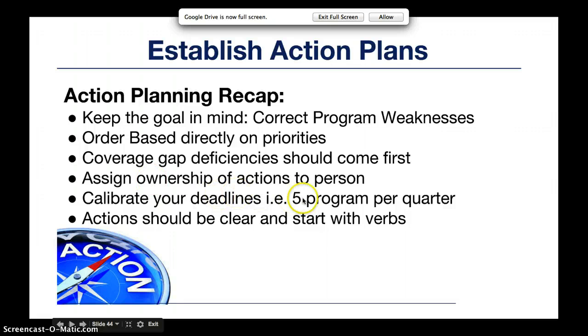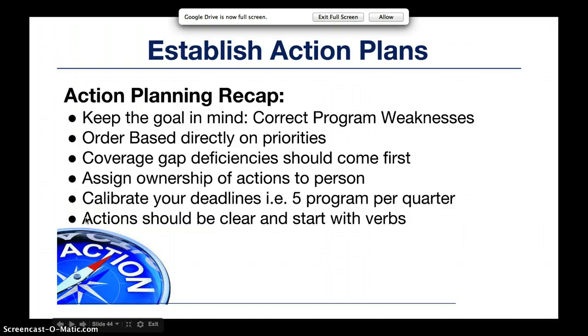Assign ownership of actions to a person, not a role, not a group, for best accountability, my personal opinion. And calibrate your deadlines. Be cognizant of the scale of the project and how long it takes, because putting an unreasonable expectation up front will only mean frustration, and it will mean poor results as well. In this example, I'm doing compliance corrective actions for programs. You can do about 5 programs per quarter, so there's some calibration in the system that tells you how many items you can do, and that's going to be based on your past experience.